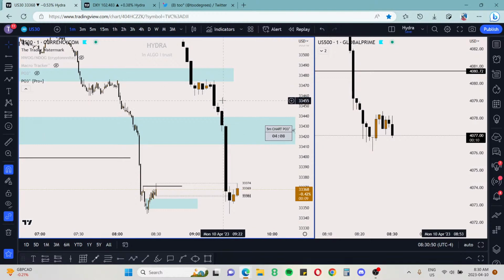You can customize it to 5 minute, 15 minute, hourly, daily. You can see every candle right next to your chart, right?